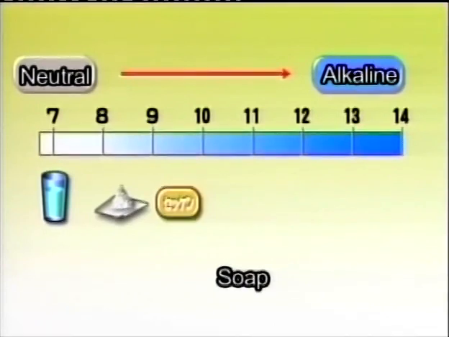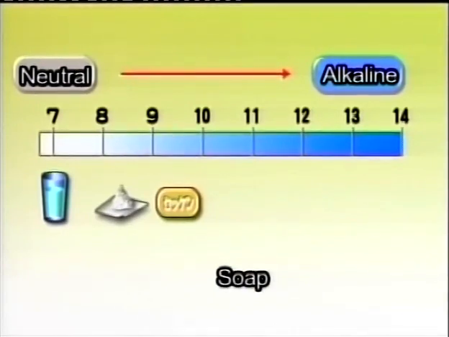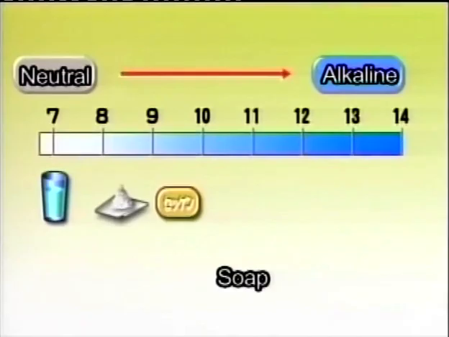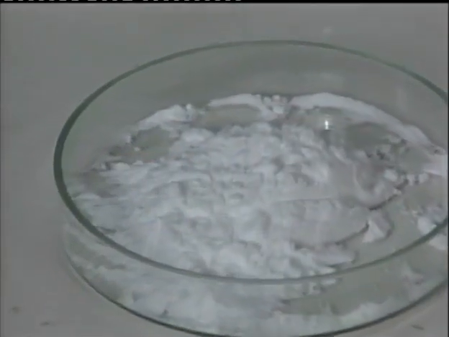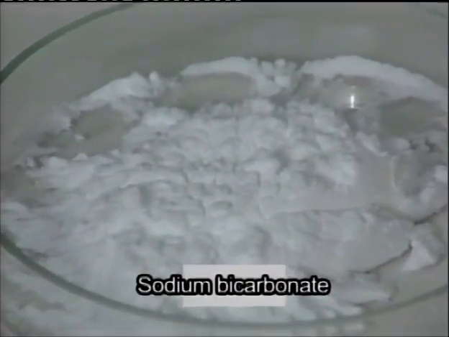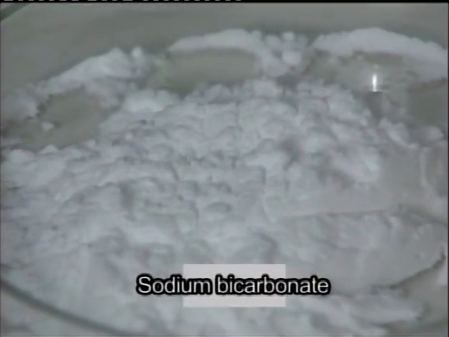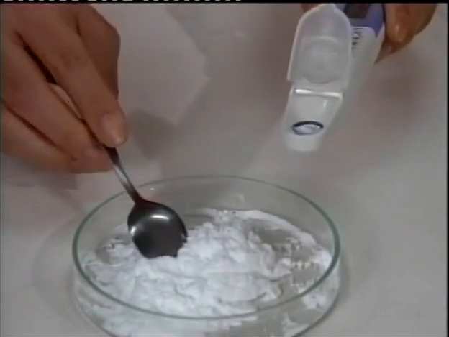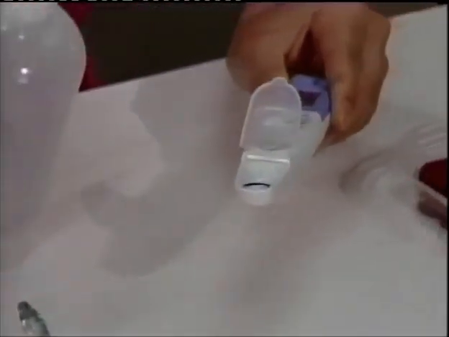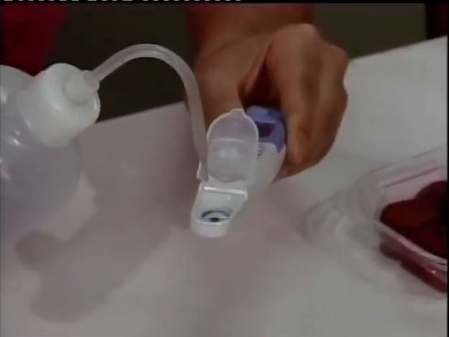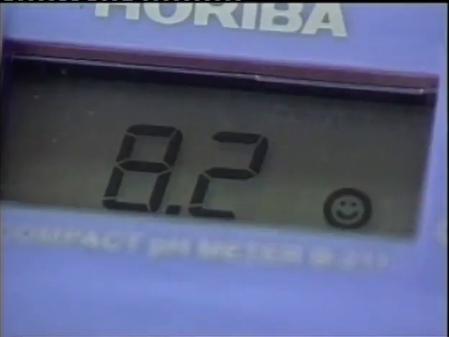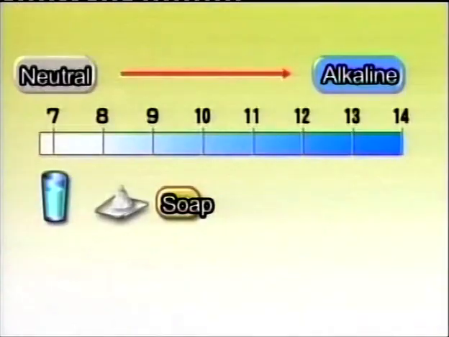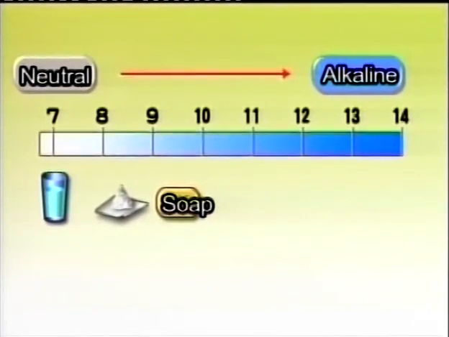Baking soda and soap are two common examples. Now let's measure the pH of baking soda commonly used in the kitchen. When taking a measurement, we dissolve it in water, making an aqueous solution. Its pH is 8.2. In the case of an alkaline substance, the larger the pH number is, the stronger its alkalinity becomes.